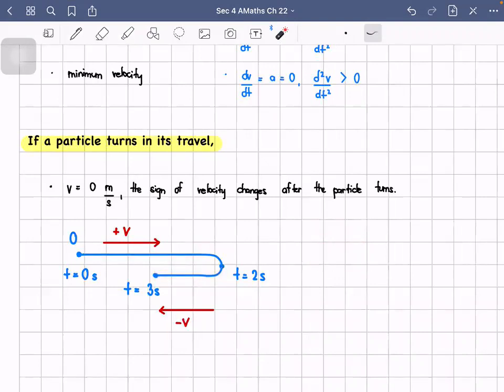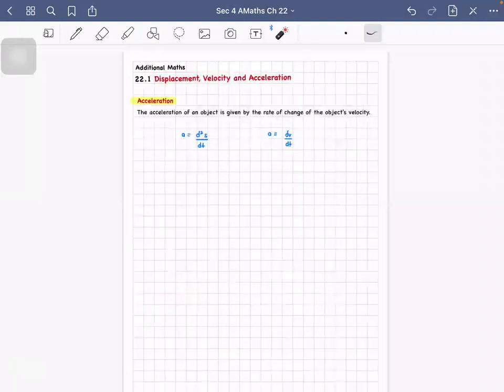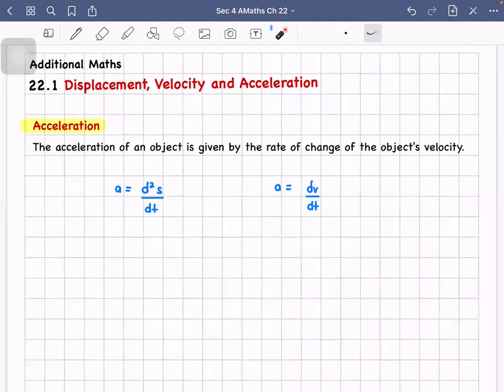Okay, so that's the basic difference between a positive and a negative velocity. And then lastly, this might be the shortest one. Acceleration is the rate of change of the object's velocity. Rate of change. You have studied this in Sec 3, right?